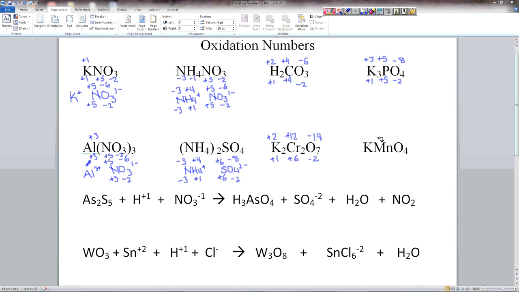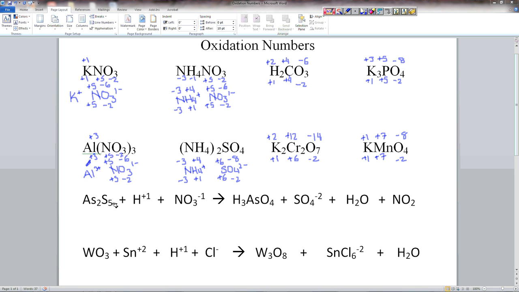Alright, KMnO4. Same thing. We'll do K, and do the whole thing together. O, negative 2, 4 of them, negative 8. So what does manganese have to be? Positive 7. Positive 7 plus 1 is 8, and negative 8 gives you an overall charge of 0.